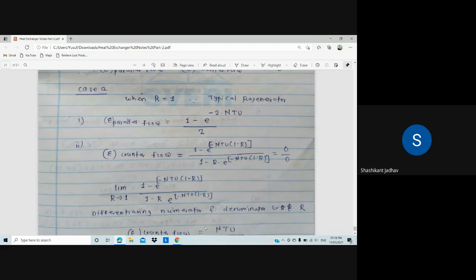Okay. And the second equation is for the counter flow heat exchanger. If we put the value R equal to 1 into the equation of the counter flow heat exchanger, then we get the equation in 0 by 0 form. And as we know, if 0 by 0 form is there, then we have to use the L'Hospital rule. By using the L'Hospital rule, we get the equation for the effectiveness for the counter flow heat exchanger as NTU divided by 1 plus NTU. Okay.